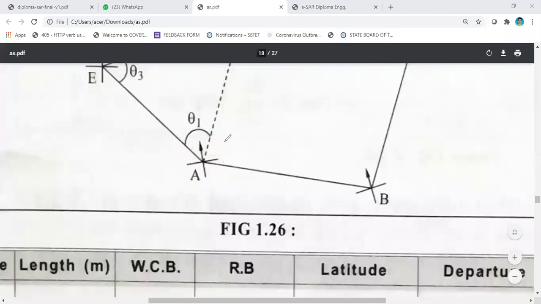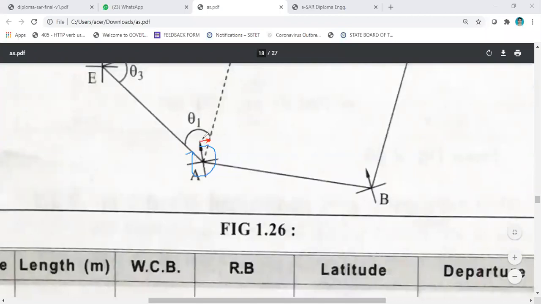Yes, sir. So we are actually having two quantities. The back bearing of line EA is what I have drawn in blue ink, and let me also draw the second angle. These two angles are known. With the help of these two, you are going to calculate theta 1.